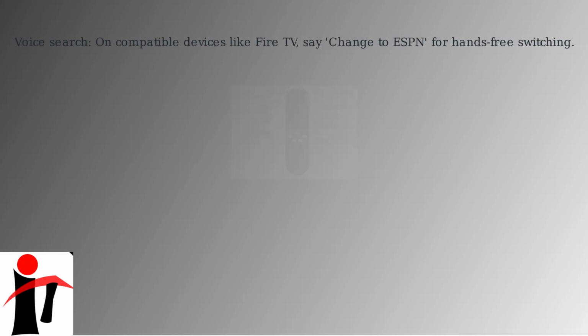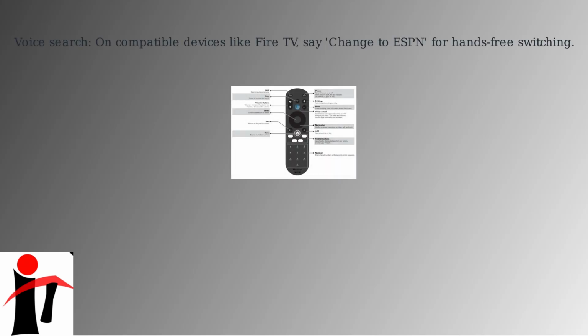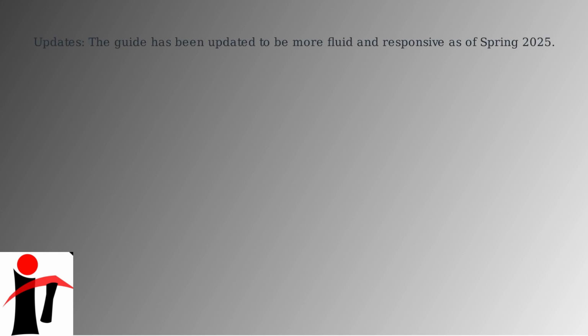For compatible devices like Fire TV, utilize voice search by saying commands like "change to ESPN." Xumo has been updated to make this process even easier with voice commands. The guide has been updated to be more fluid and responsive as of spring 2025.